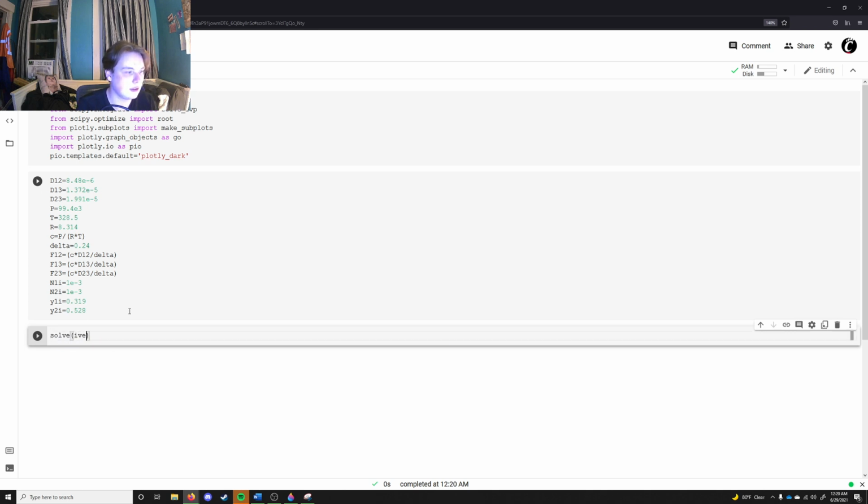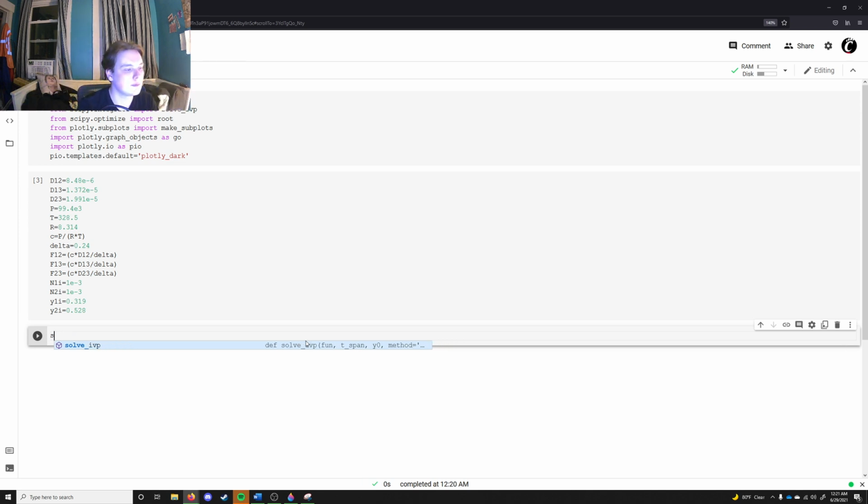So for that, we're going to need a function, a time span or a span over that we want to look at. We're going to need our initial values. Our method, it defaults to RK45, but we're going to change it to Radau. And then we're going to change our dense output to true, because we want to have that dense output to put into a variable. That way we can work with it.